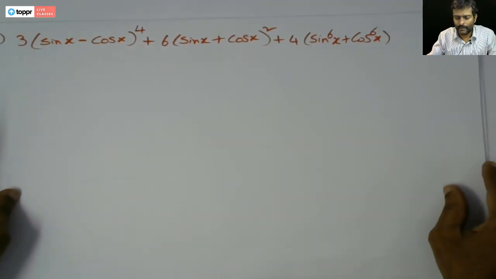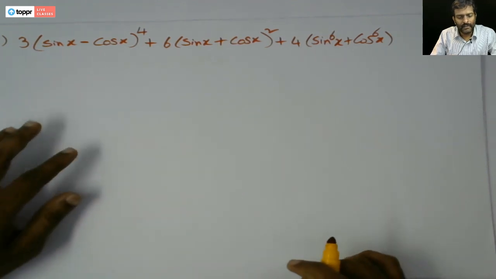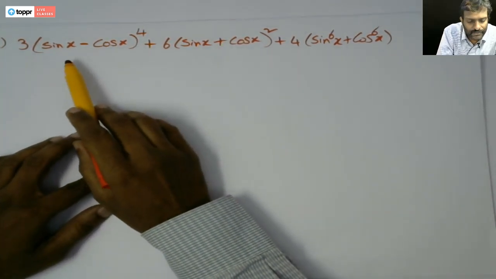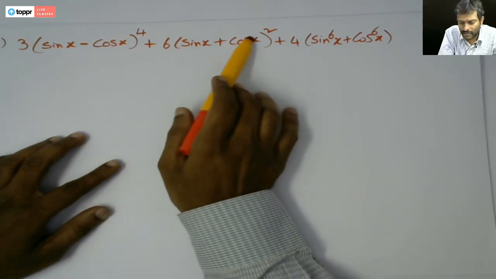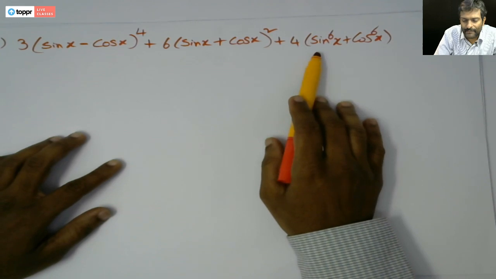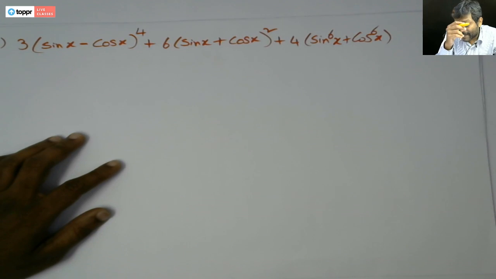Now let us solve some questions based on these identities we learned so far. The first one is to find the value of 3 times (sin x minus cos x) to the power of 4 plus 6 times (sin x plus cos x) whole square plus 4 times (sin power 6x plus cos power 6x). Here we use some algebraic identities also, which I don't think need to be explained to you.